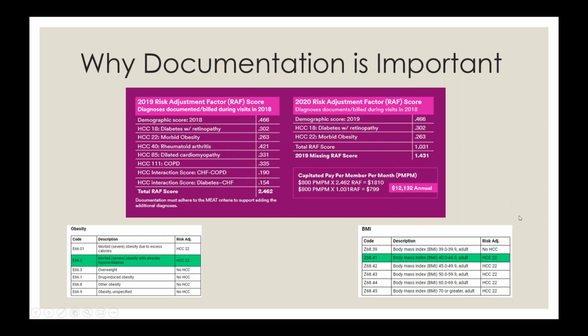Also, when you document the obesity, capturing the BMI as well is very important, because the BMI also goes under that HCC 22 category, and affects your risk adjustment score. And if the BMI is between 39 and anything below 40, as you see here, it is not considered an HCC. But if it's 40 and above, it is considered an HCC. So whenever they are documenting that, it's very important to make sure to include those BMIs as well.